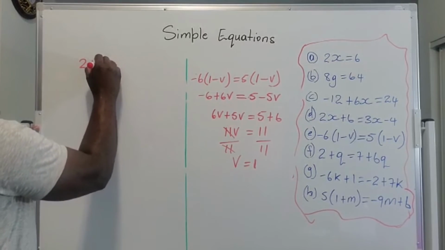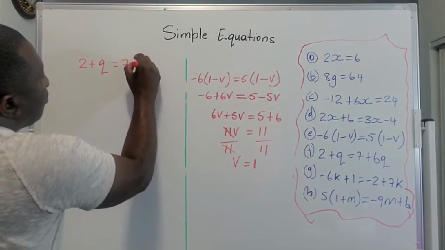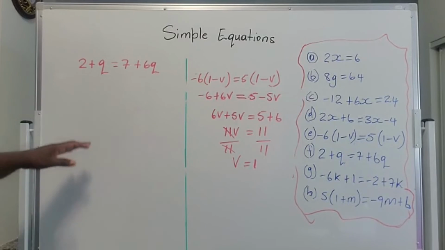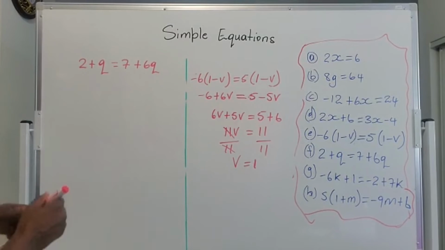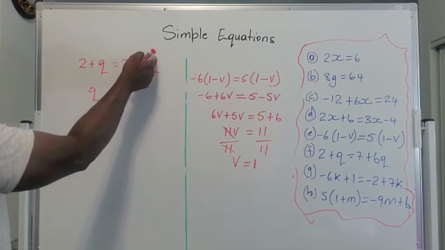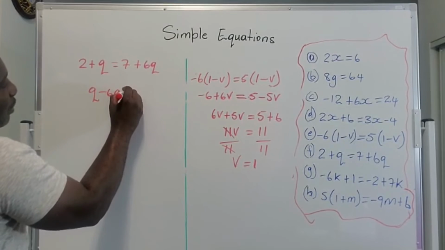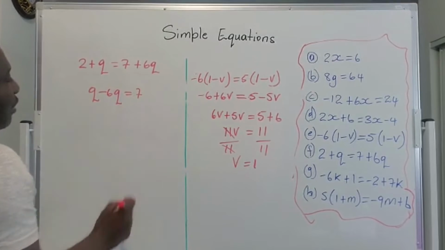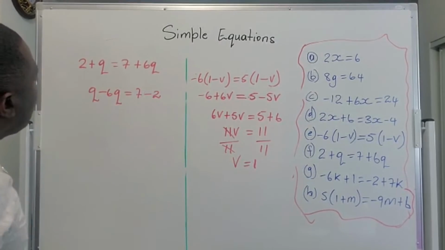2 plus q is equal to 7 plus 6q. So again, guys, I want to maintain my variable on this side. Hence, q is positive. Let it remain. I'm going to bring across the 6q, so this becomes negative 6q. Put my equal sign. Maintain my 7. And I bring 2 across, making it a negative 2.